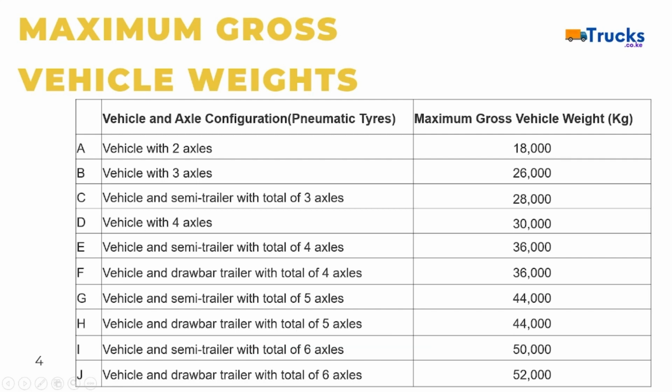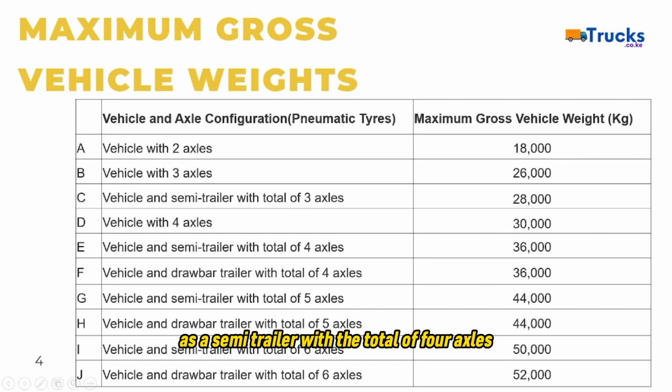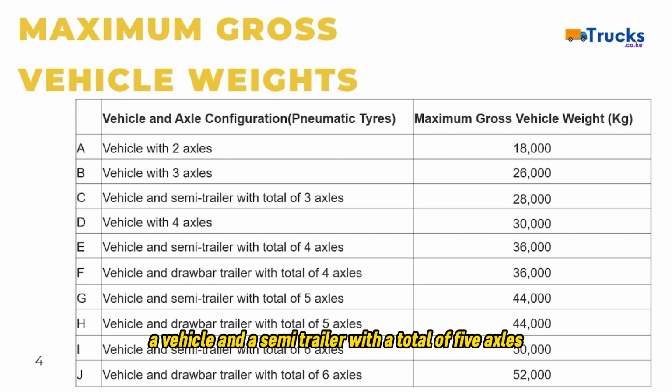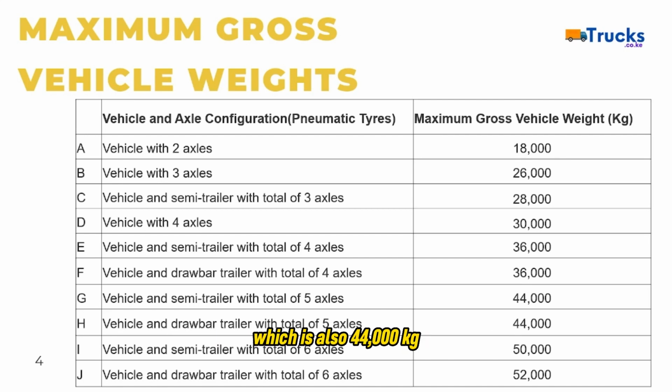A vehicle and semi-trailer with a total of 3 axles, that's 28 tons. A vehicle with 4 axles, you have to be at 30 tons. An important thing to note is, yes, you can have 4 axles, but if the vehicle has a semi-trailer with a total of 4 axles, you get 6 extra tons. So with such a scenario where your truck has a semi-trailer, you have a maximum gross weight of 36 tons. A vehicle and a drawbar trailer with a total of 4 axles, you also have to maintain 36 tons. A vehicle and a semi-trailer with a total of 5 axles, in this scenario you have a maximum of 44 tons, which is also 44,000 kilograms.